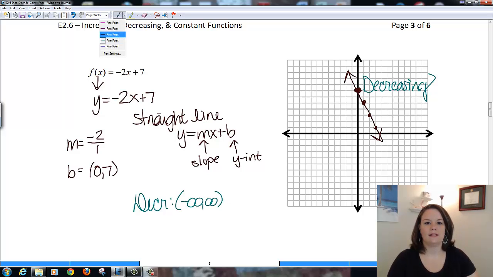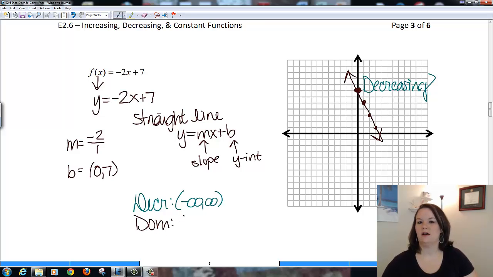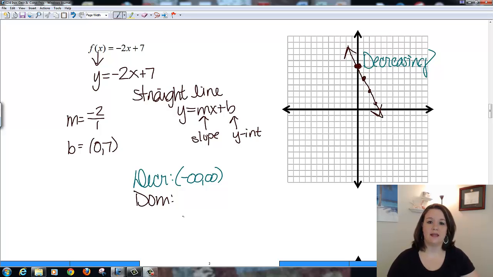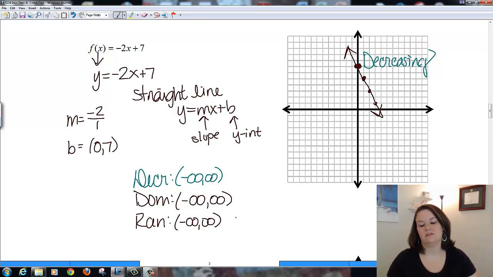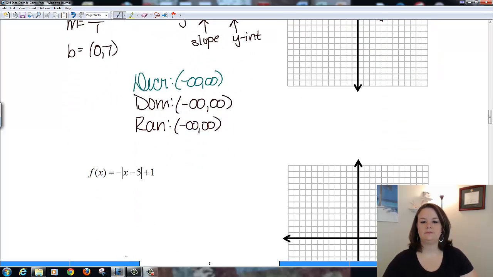And then I want to go ahead and list my domain and range. My domain on this, the furthest it's going to go to the left is negative infinity. The furthest it's going to go to the right is positive infinity. And the same thing with my range, because this is going to keep going south and it's going to keep traveling north. So negative infinity to positive infinity also. Not too bad, maybe? Let's look at another one.